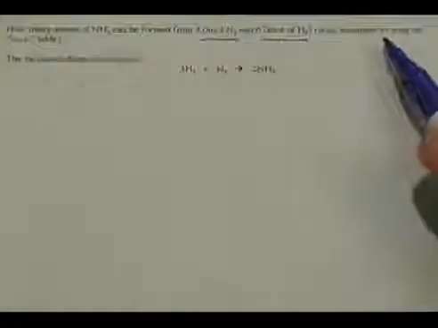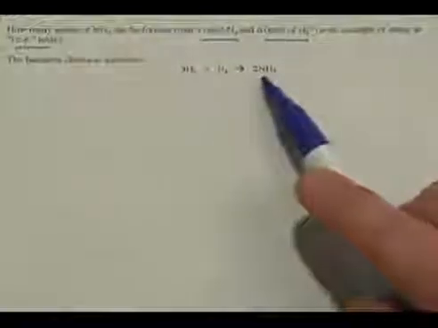It says, how many moles of NH3 can be formed when 3 moles of N2 and 6 moles of H2 are put together in a beaker or in a flask? Note, in this example, we'll use what's called an ICE table. The balanced chemical equation is 3H2 plus N2 goes to 2NH3.